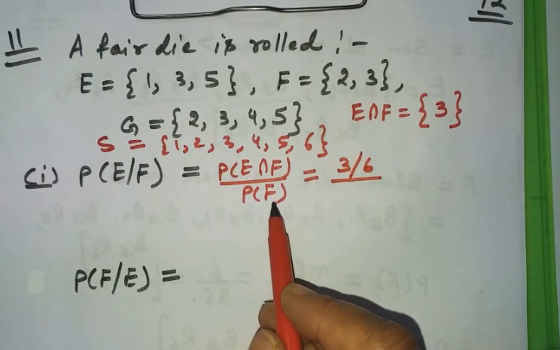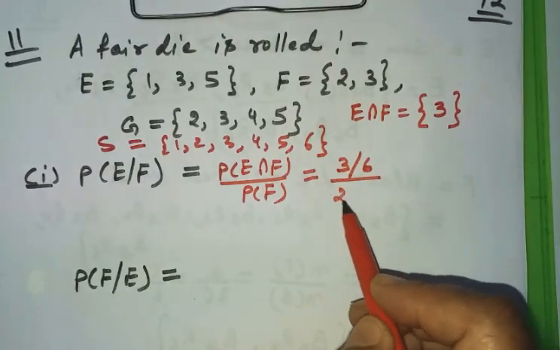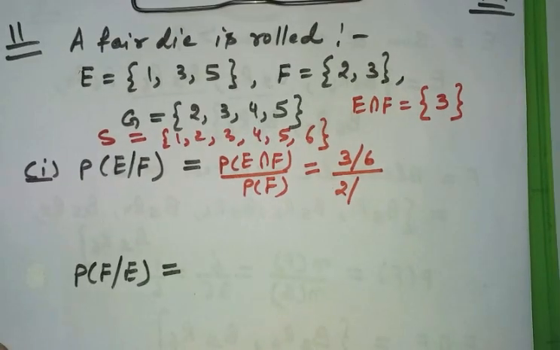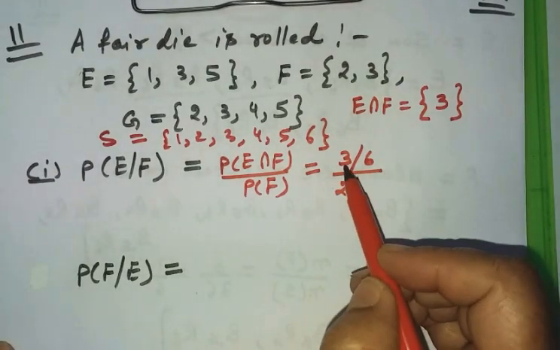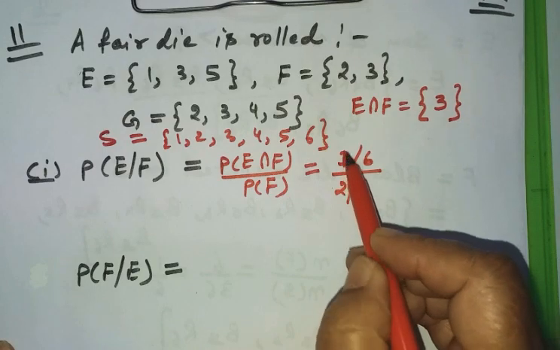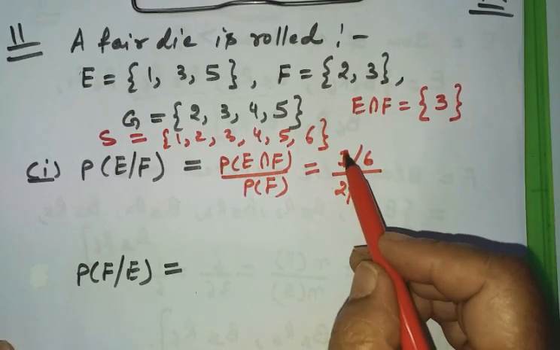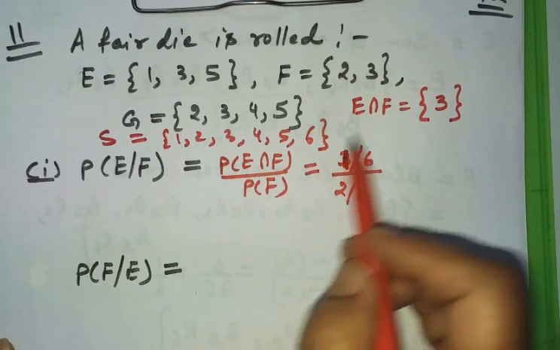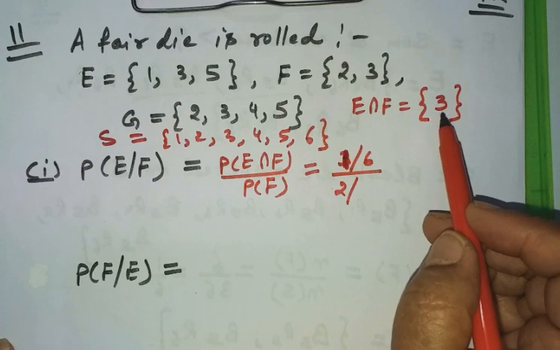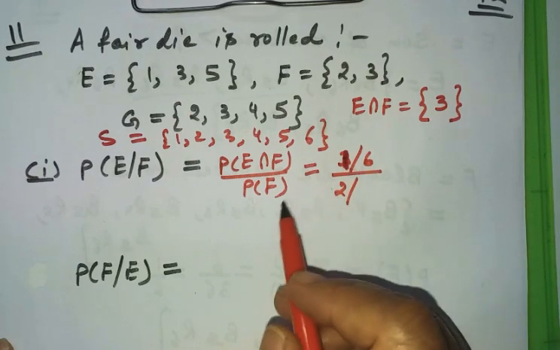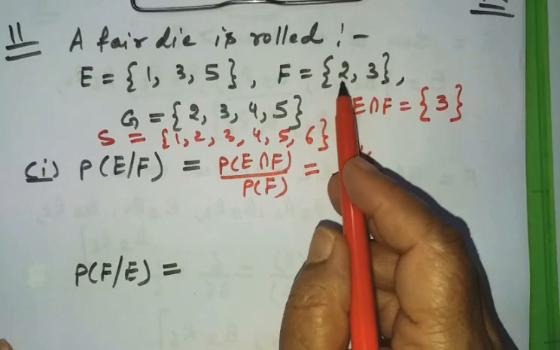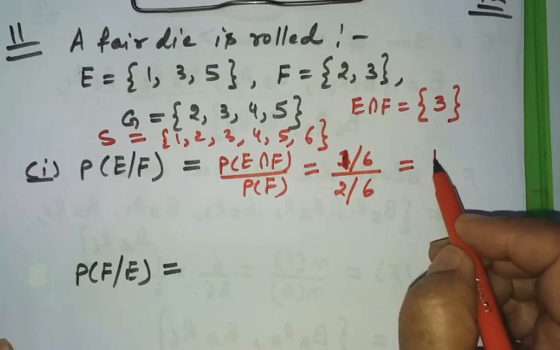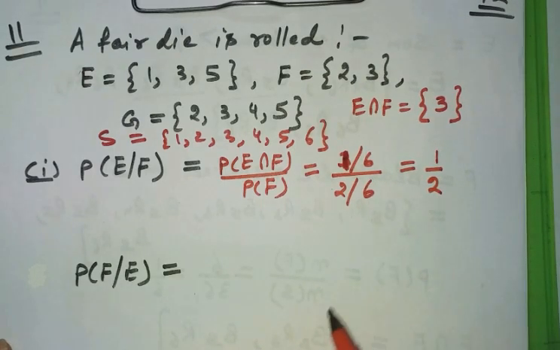Probability of F is the number of elements in F, which is 2, divided by the total number of elements in the sample space. Here students, we had written 3 here, it is not 3. 3 is the element, but the number of elements is 1. We don't have to write this element 3 here, we have to write the number of elements of E intersection F. So the number of elements is 1, so I have to write 1 here. And probability of F has got 2 elements, so 2 upon the total number of elements in the sample space. So it comes out to be 1 upon 2, 6 gets cancelled.